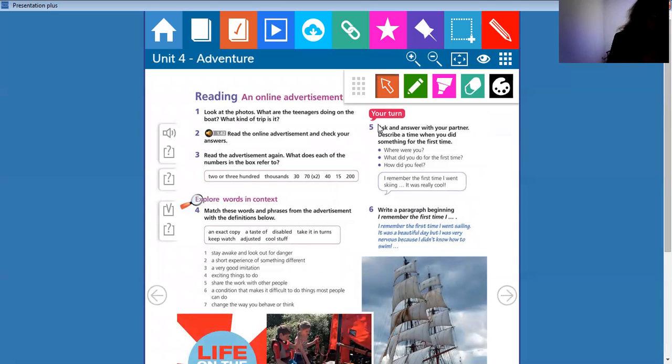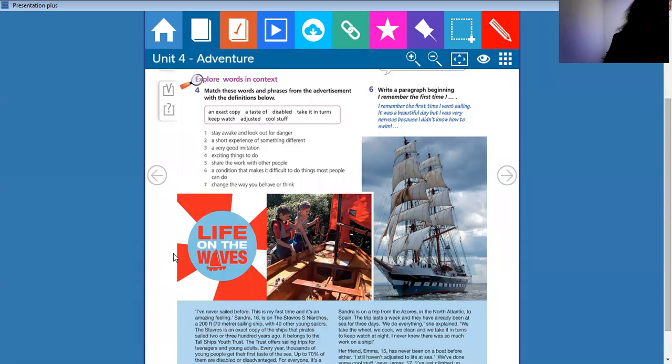Here you have exercise 1. Look at the photos. What are the teenagers doing at the boat? What kind of trip is it? Now we have to watch the pictures. Look at this. Do you know this?